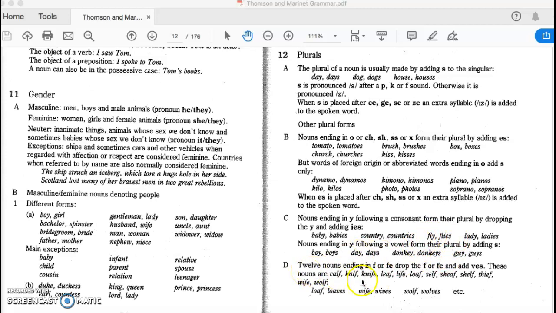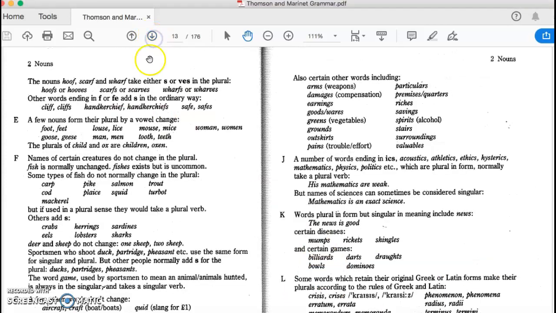12 nouns ending in F or FE form the plural in VES, and you'll have to learn these by heart. These nouns are calf, calves, half, halves, knife, knives, leaf, leaves, life, lives, loaf, loaves, self, selves, sheaf, sheaves, shelf, thief, wife, and wolf. Again, you will have to learn these by heart.